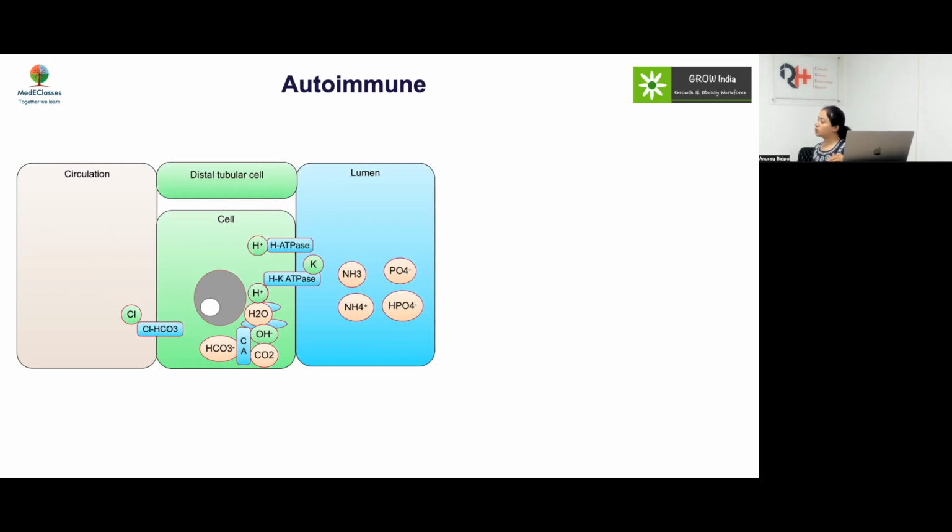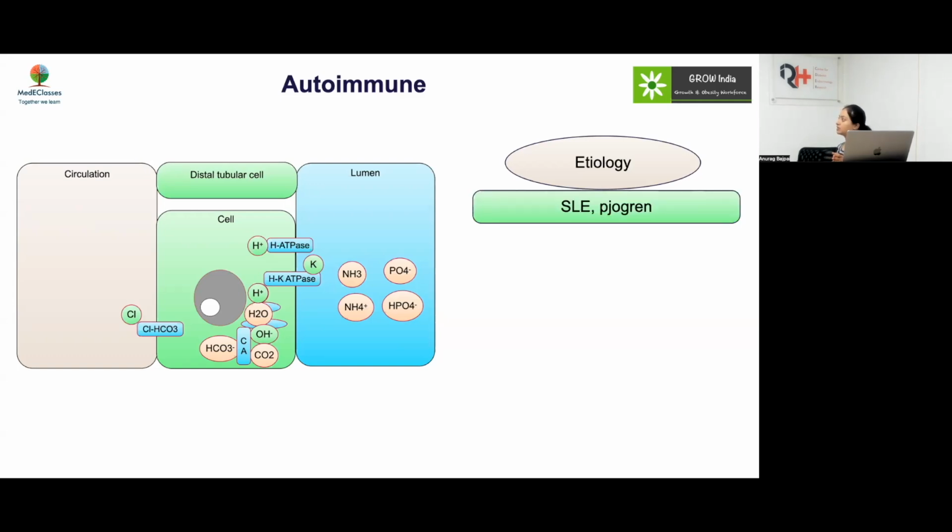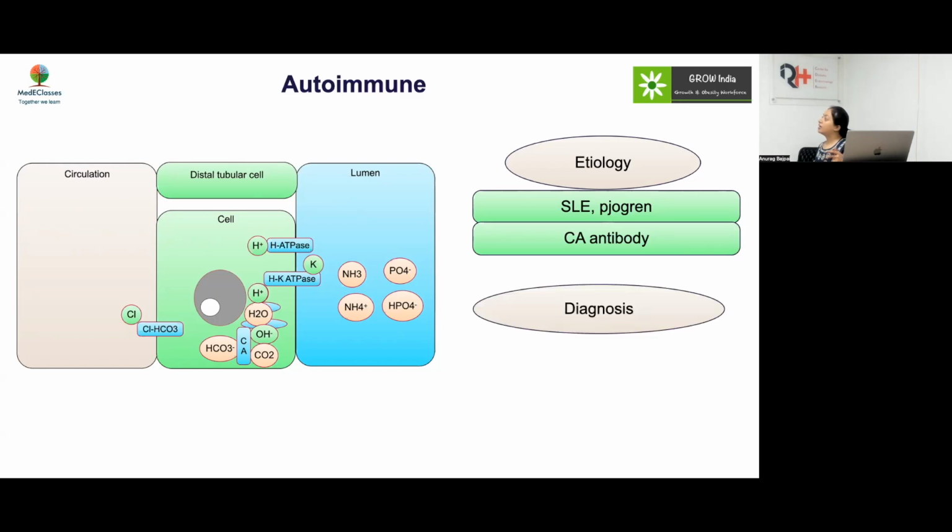An autoimmune cause of distal RTA should especially be considered in someone who is presenting at an older age with features of distal RTA, especially around adolescence. Common autoimmune conditions that may be associated with distal RTA are SLE and Sjogren syndrome. The pathology here is the presence of carbonic anhydrase antibodies, and diagnosis will be established by the classical features of Sjogren and SLE that you may see in the patient, and the ANA profile will guide towards the final diagnosis.